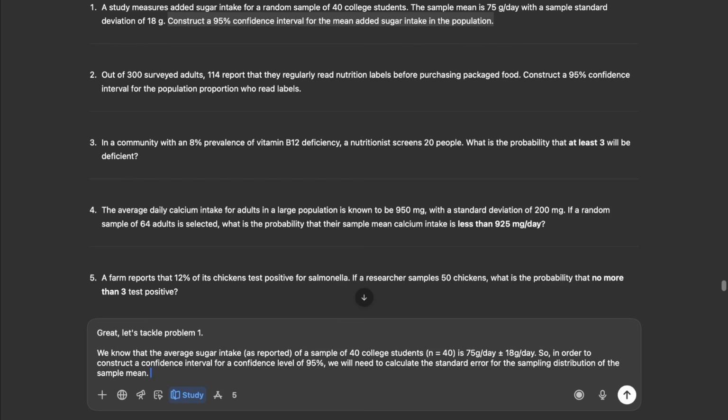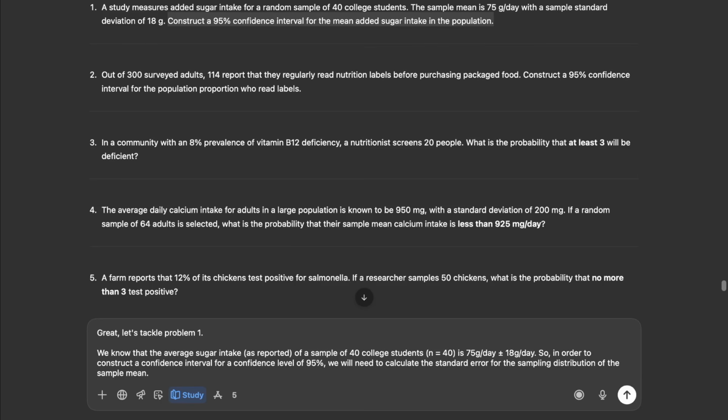So we get a standard error. I'm doing it on my phone calculator here, just a normal kind of thing, of 2.85. The standard error is 2.85 grams per day. Now, what does this mean? Well, as soon as you have a standard error, you now need to calculate your margin of error.